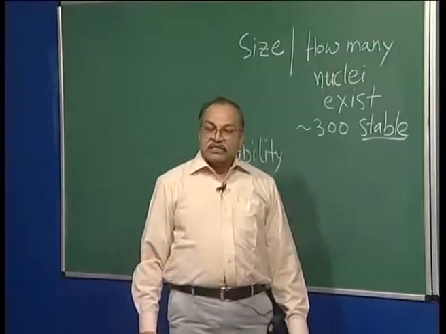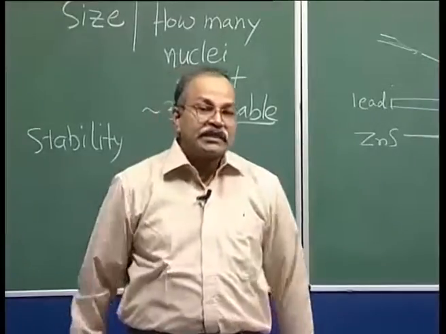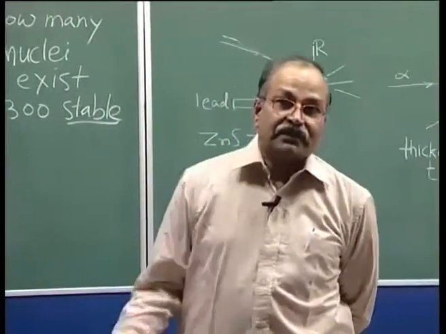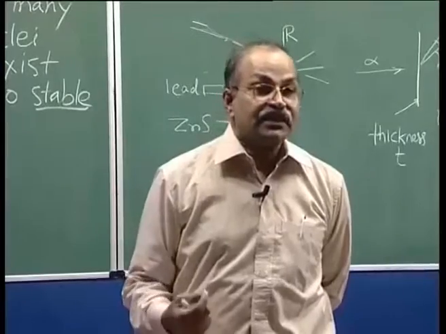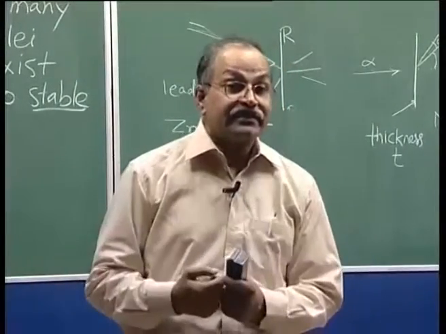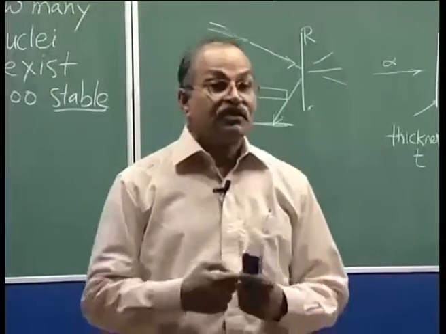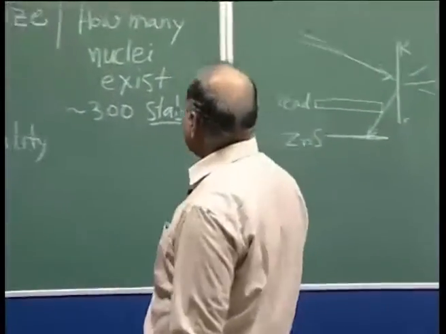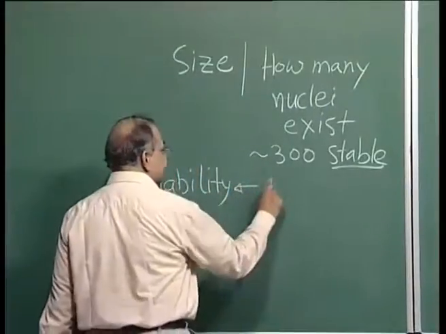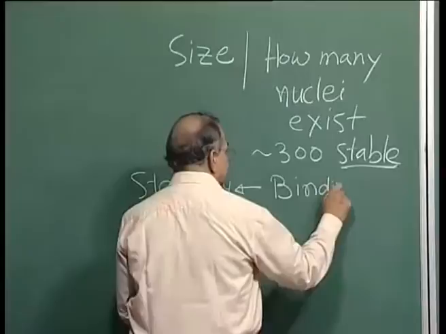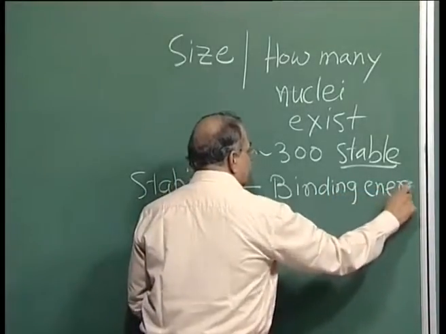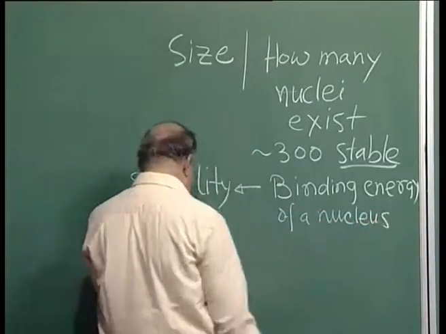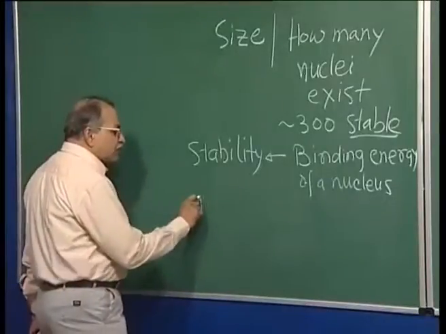Why can't I have a nucleus of iron with 26 protons and 80 neutrons, or 26 protons and say 5 neutrons? We can't have it. So that is a question of stability. What decides the neutron versus proton number or ratio, so that a stable nucleus results? That stability we will talk about, and in this we will talk about what is called the binding energy of a nucleus. Then we will talk about nuclear forces.